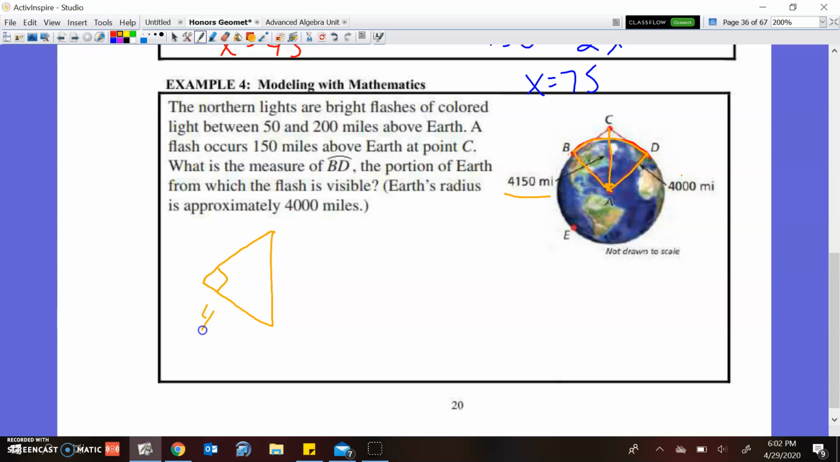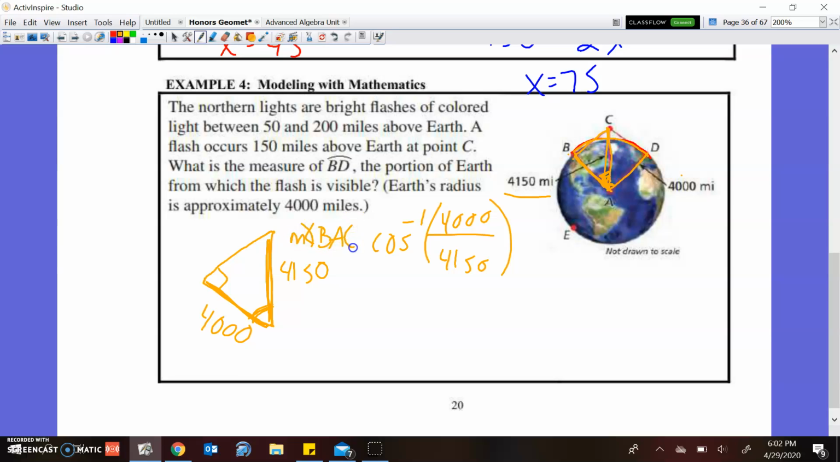This is a right triangle. So this is 4,000, and what I'm focusing on is this right triangle right there. And this is 4,150. I want this angle. If I can find that, then I can double it to get that central angle. So I see that I have my adjacent, and I have my hypotenuse. That's cosine. Because I want an angle measure, I'm going to use inverse cosine. So cosine inverse of 4,000, which is my adjacent, over my hypotenuse, 4,150. This is going to equal the value of angle BAC. So I'll say measure of angle BAC is equal to this.